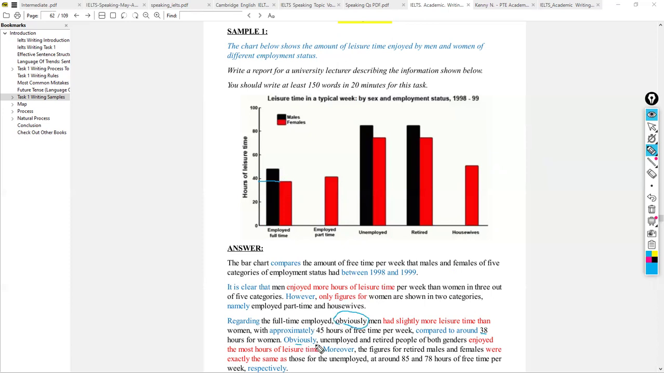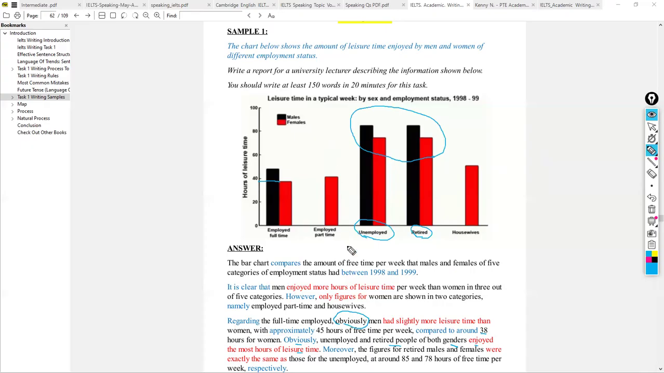Now, obviously, clearly, okay, unemployed and retired people, of both genders, male and female. So why am I talking about unemployed and retired people here? Because both of them have the same. So unemployed and retired people of both genders enjoyed the most hours of leisure time. That's it.